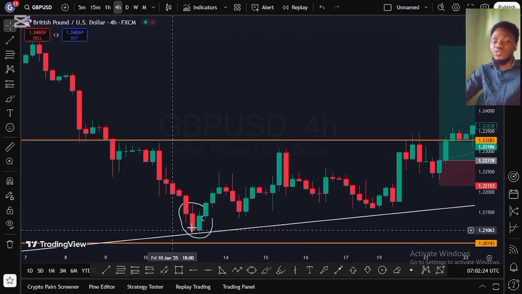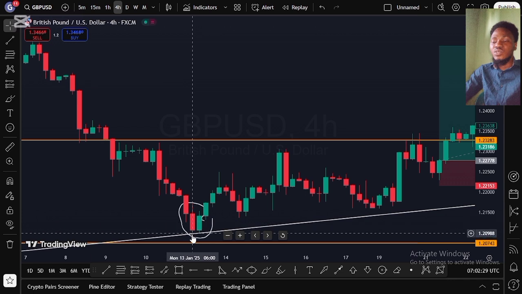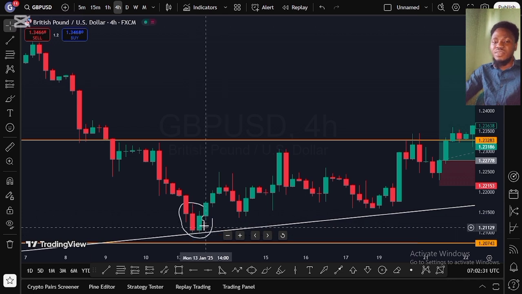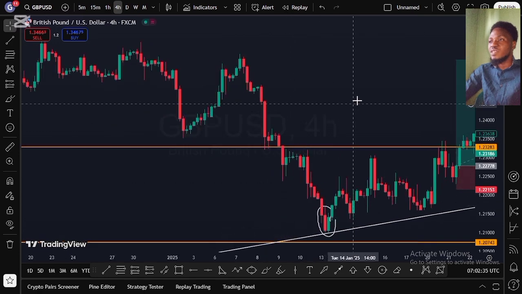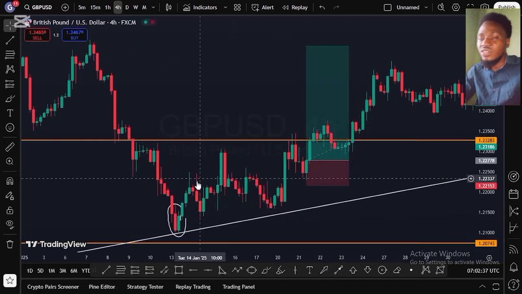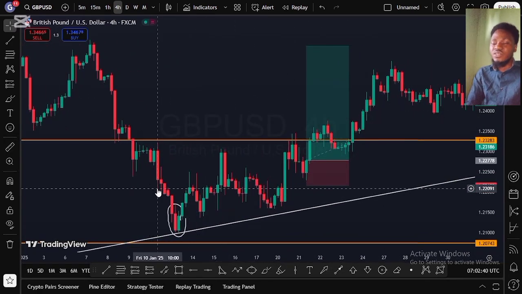Yeah, this is the tweezer bottom, where you have a big red hitting a zone and a big green one follow suit, and you could see the market reverse to the upside. So this thing works, guys. It works. You don't need the indicators for this, just your eyes and understanding the psychology behind it.